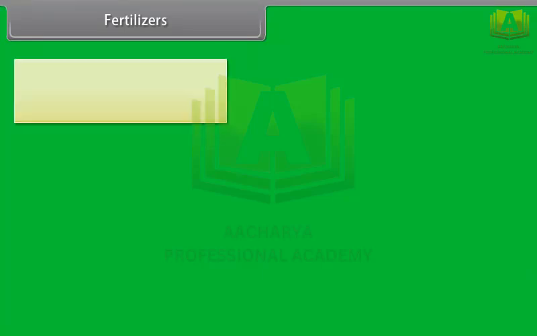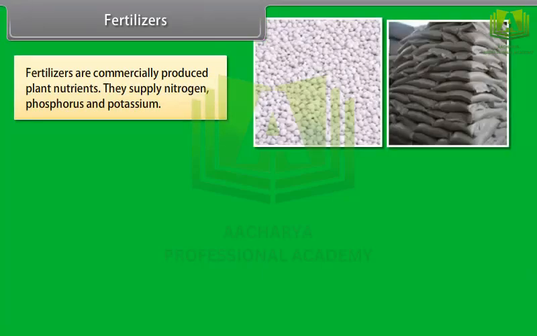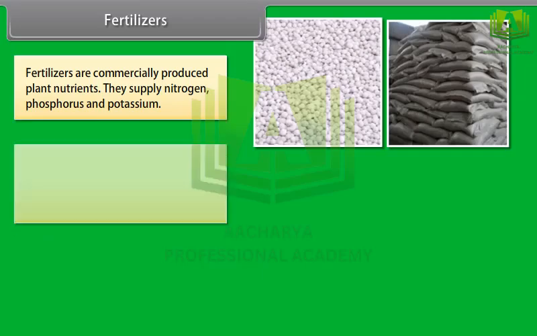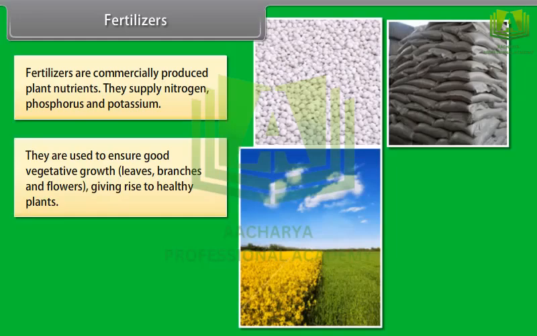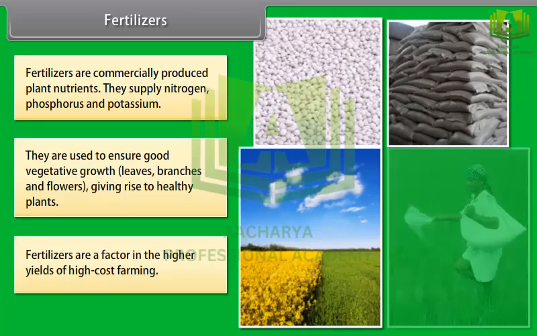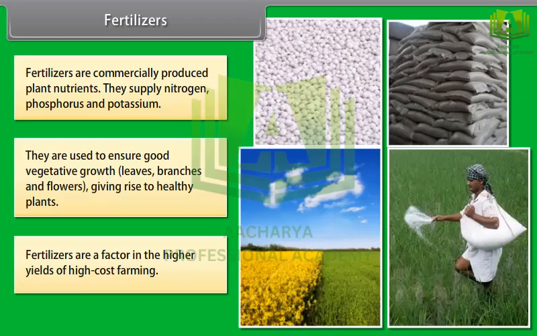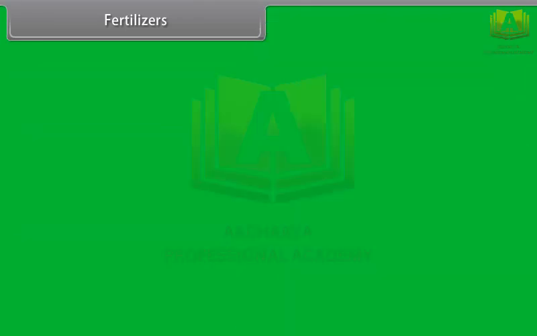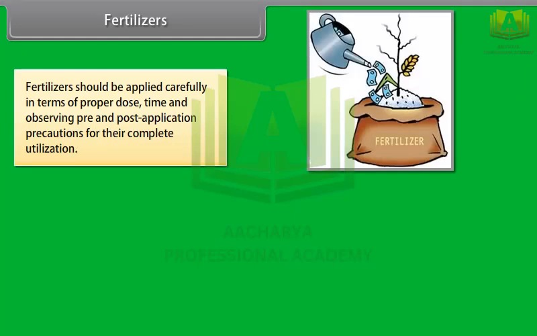Fertilizers. Fertilizers are commercially produced plant nutrients. They supply nitrogen, phosphorus, and potassium. They are used to ensure good vegetative growth, leaves, branches, and flowers, giving rise to healthy plants. Fertilizers are a factor in the higher yields of high-cost farming. Fertilizers should be applied carefully in terms of proper dose, time, and observing pre- and post-application precautions for their complete utilization.